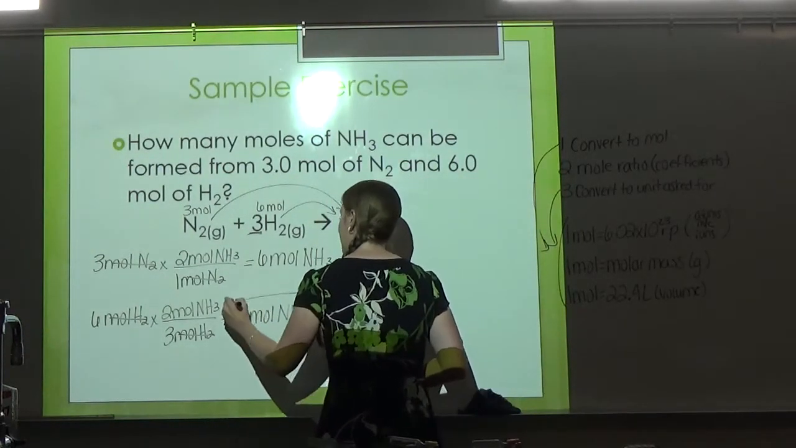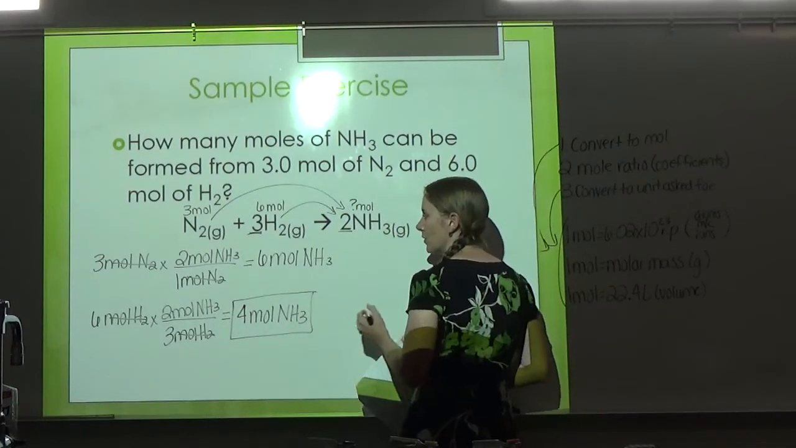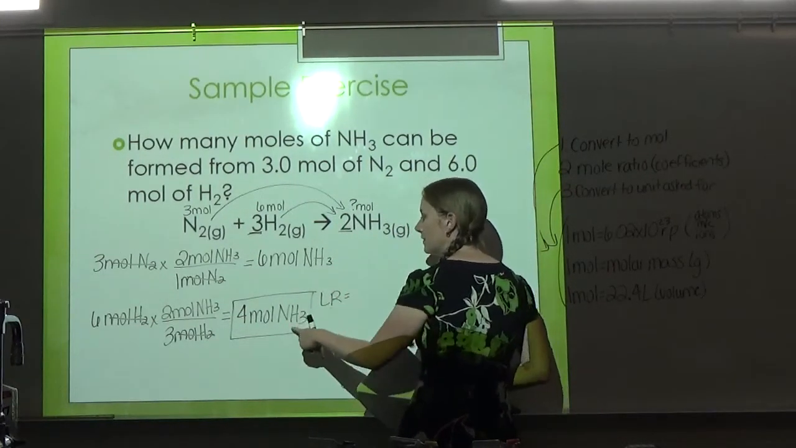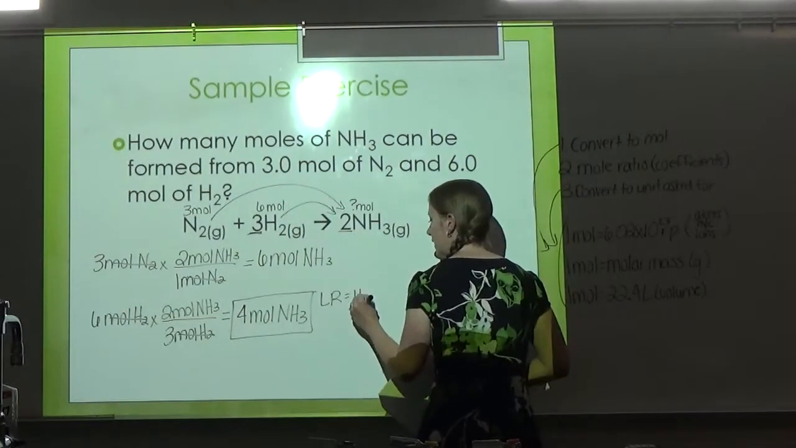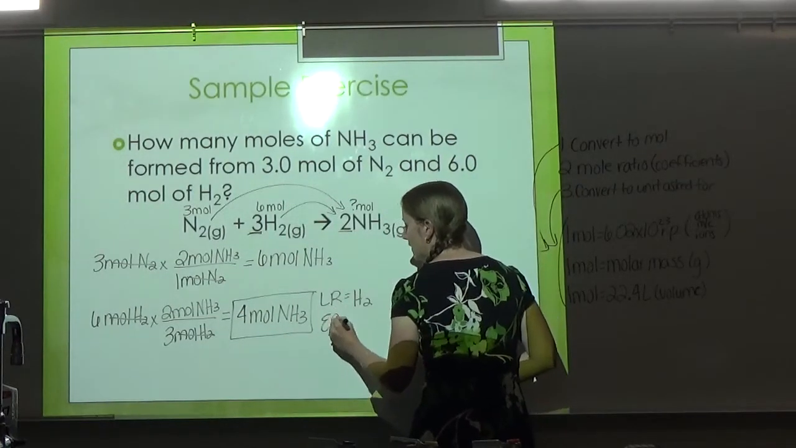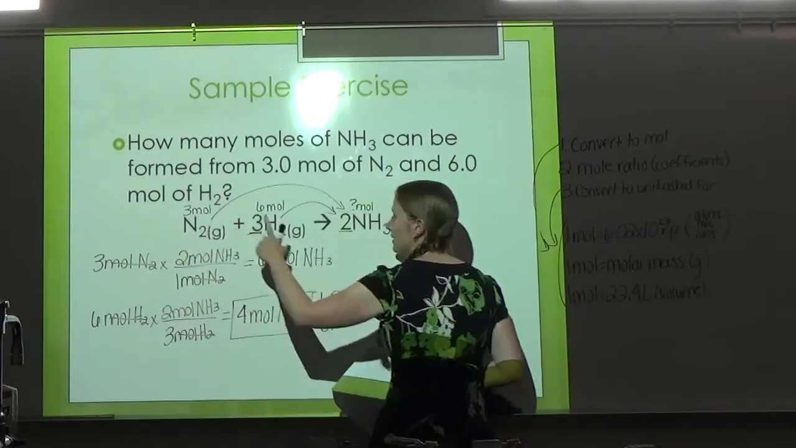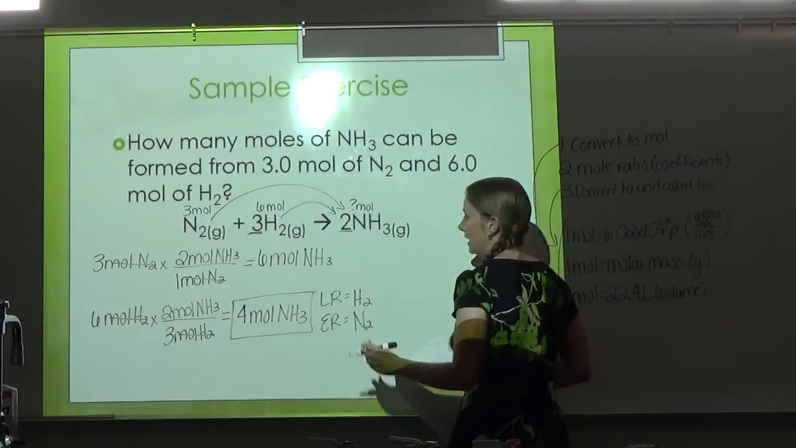So in reality, I would make 4 moles because that's my lower amount. Then if they ask me for limiting, hydrogen made the lower amount, so that would be my limiting. And if they ask me for excess, nitrogen made the larger amount, so that would be nitrogen.